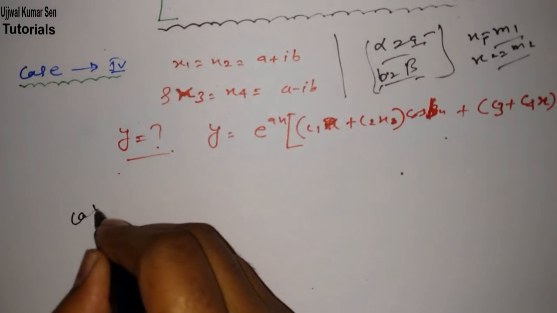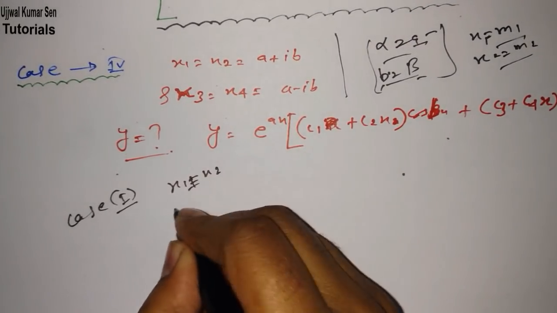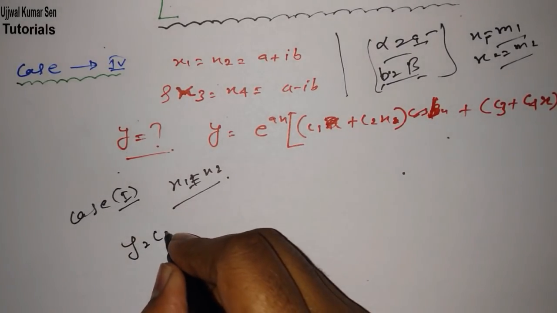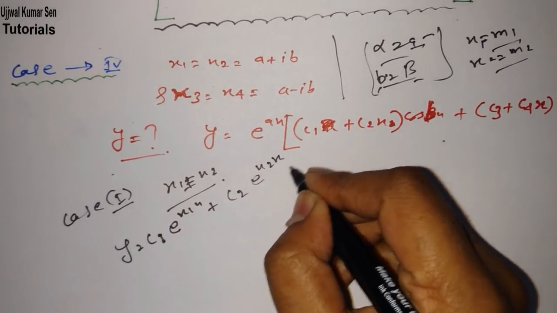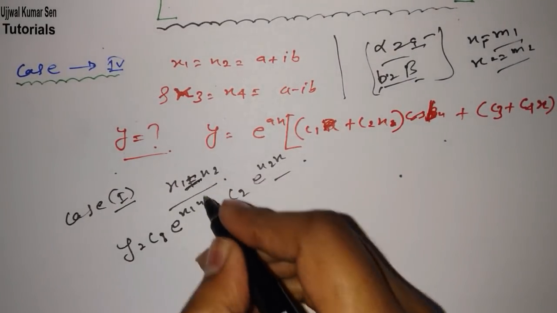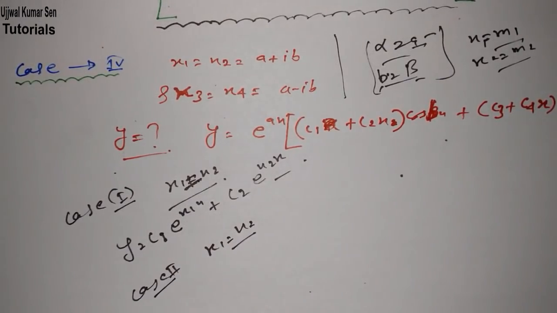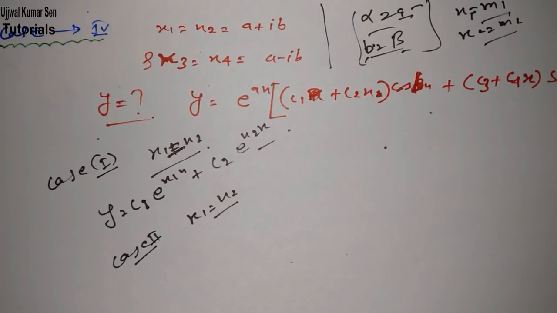So what we have talked about in case 1 is that if x1 is not equal to x2, then what will happen? I have already shared with you, if x1 is not equal to x2, then we can say that y is equal to c1 e to the power x1 x plus c2 e to the power x2 x, and so on. Now in case 2, what we have talked about is if x1 is equal to x2, then what is the general solution for that case?